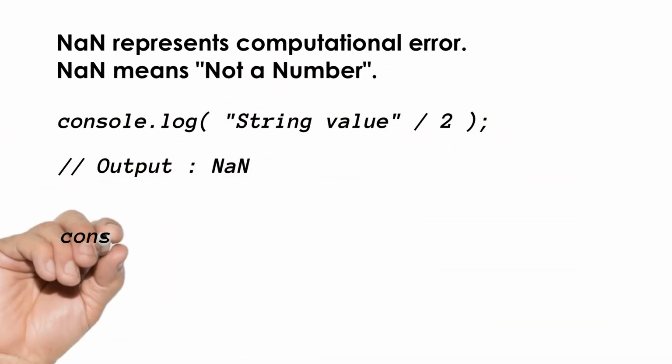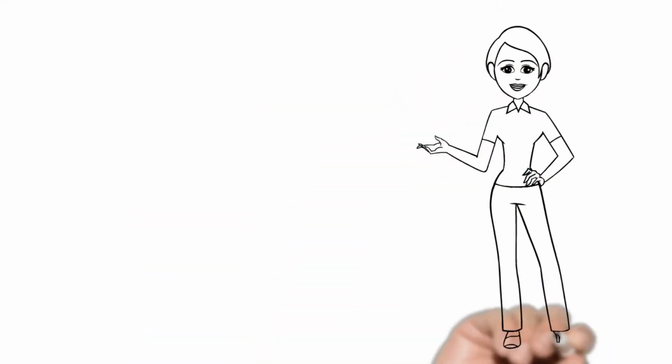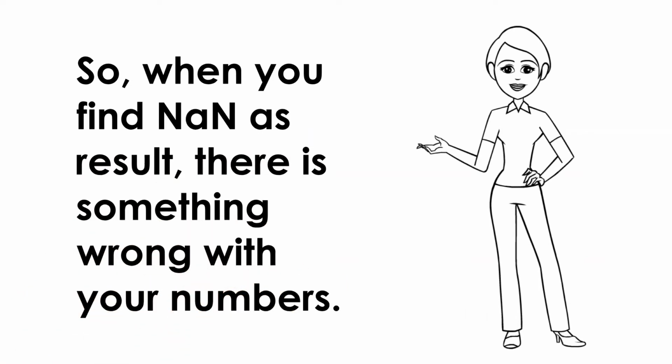NaN means not a number and it represents a computational error. Whenever you try to compute or calculate values which are not numbers, you will have an error which returns NaN. For example, dividing a string value by a number or multiplying undefined with a number. Whenever you find NaN, not a number, as a result, make sure there is something wrong with your number.